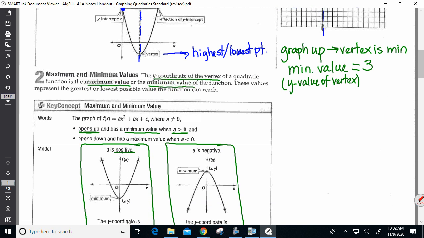The last part, before we actually do a graph ourselves, is domain and range. Domain for a quadratic function is very, very easy, and it will never change. Negative infinity, positive infinity, all real numbers. So domain, you do not have to worry about because it's never going to change, not for a quadratic function.